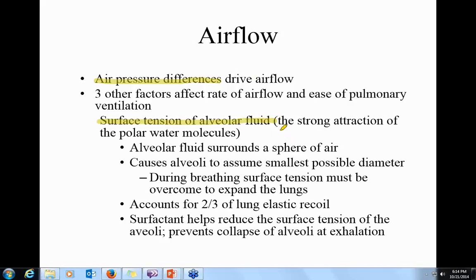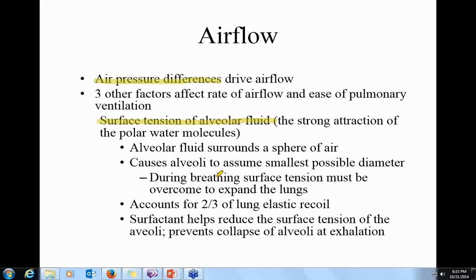Again, surface tension is the attraction of water molecules. And again, the lungs aren't floating in fluid, but there's fluid there. Again, the serous membranes and other fluids. And what they want to do is make the alveoli as small as possible. Now, you don't want the alveoli too small, because if it's too small, it will collapse. So you need to overcome surface tension.